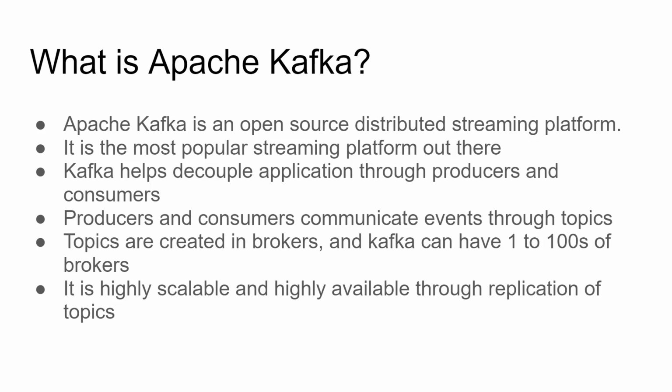Producers and consumers communicate events through something called topics, and topics are created in brokers. Brokers are nothing but servers where Apache Kafka is installed, and a Kafka cluster can have 1 to hundreds of brokers running in a single cluster. Kafka is highly scalable, and also highly available through replication of topics, which is something we'll discuss a little bit later in the video.